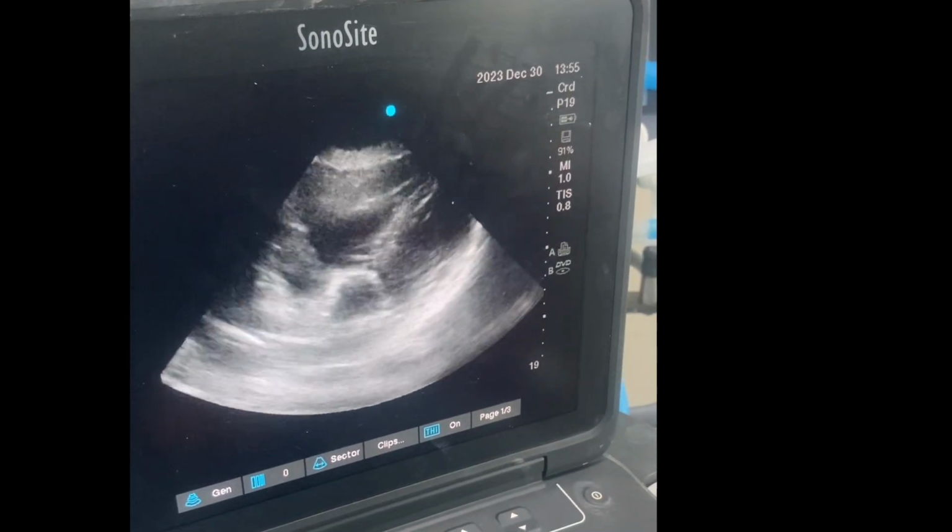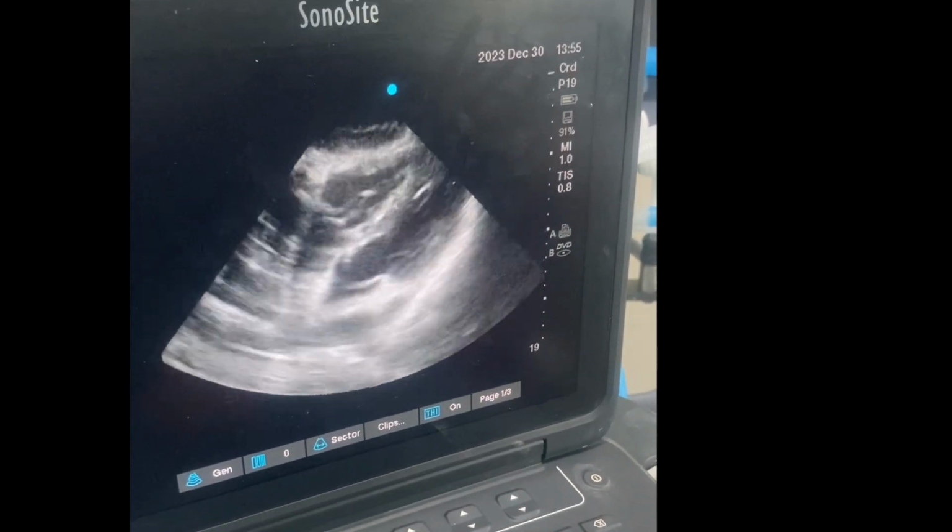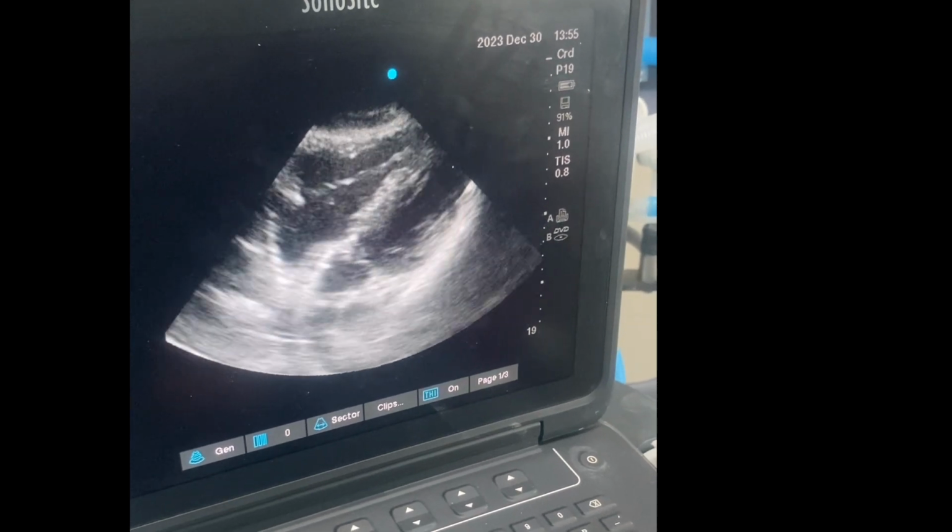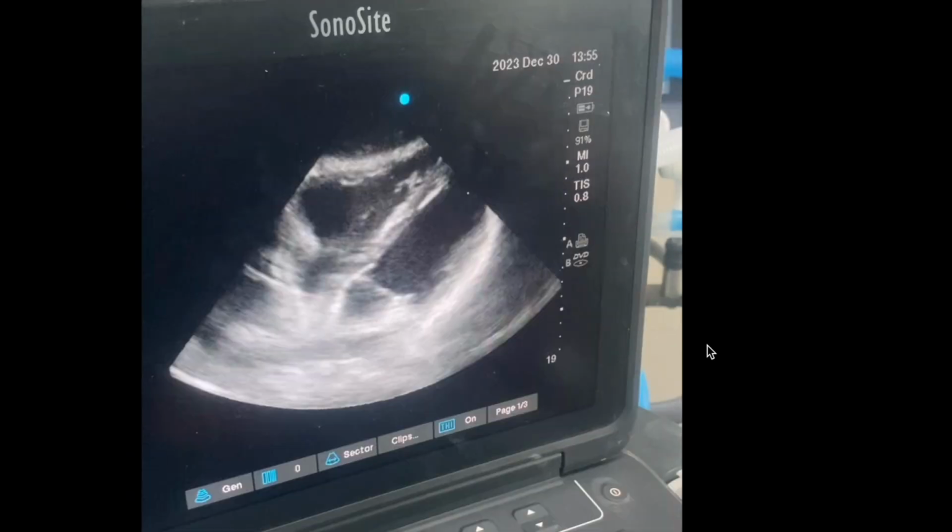Now I am going to freeze it. This is a subcostal four-chamber view. To obtain the subcostal four-chamber view, the patient should be in a supine position and legs should be flexed. The advantage of the subcostal four-chamber view is that we need not place the patient into the left lateral side, and that is very helpful, especially in patients who are on a ventilator, trauma patients or during cardiac arrest.